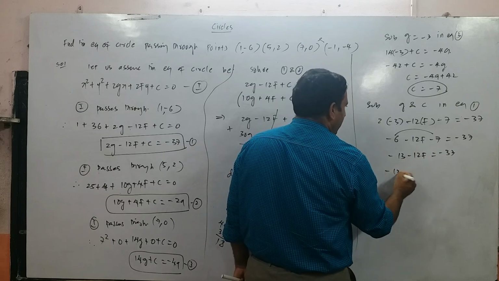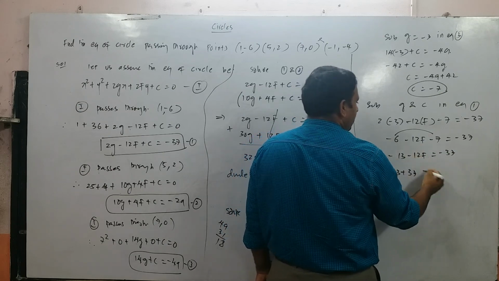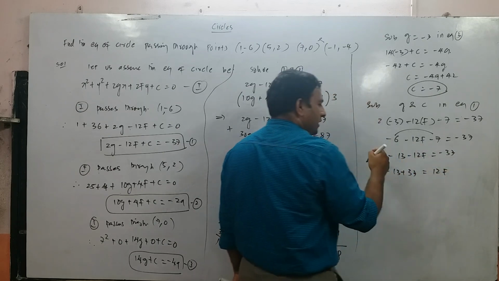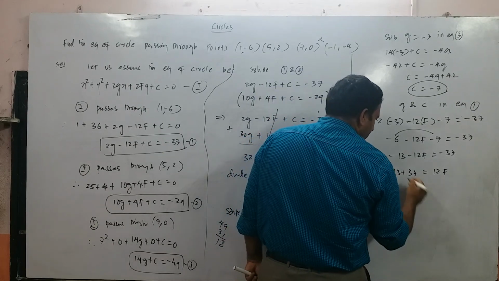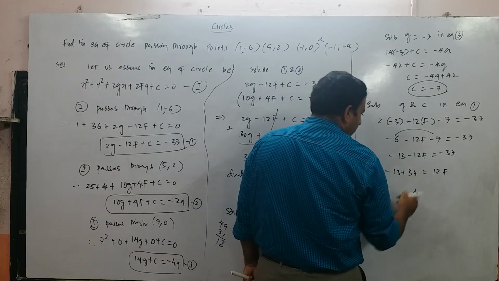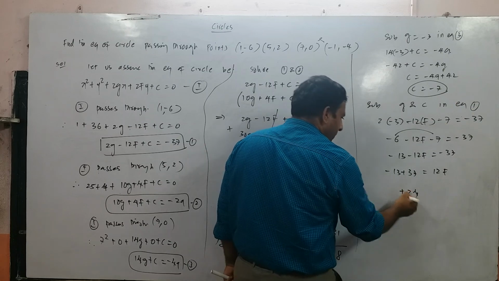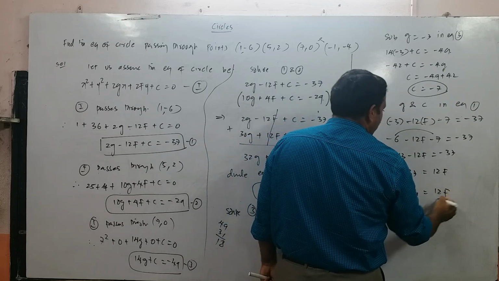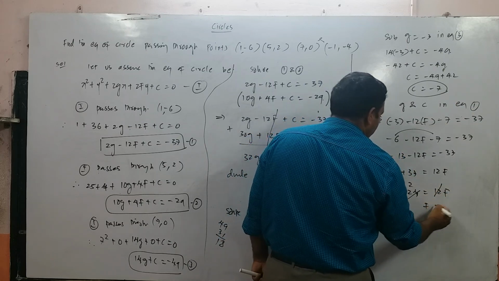Minus 12F is equal to minus 37. Now minus 13 plus 37 is equal to 12F. Now what is 37 minus 13? This is 4, and 3 minus 1 is 2. It is plus 24 is equal to 12F. 12 1s are 12, 12 2s are 24. So F is equal to 2.